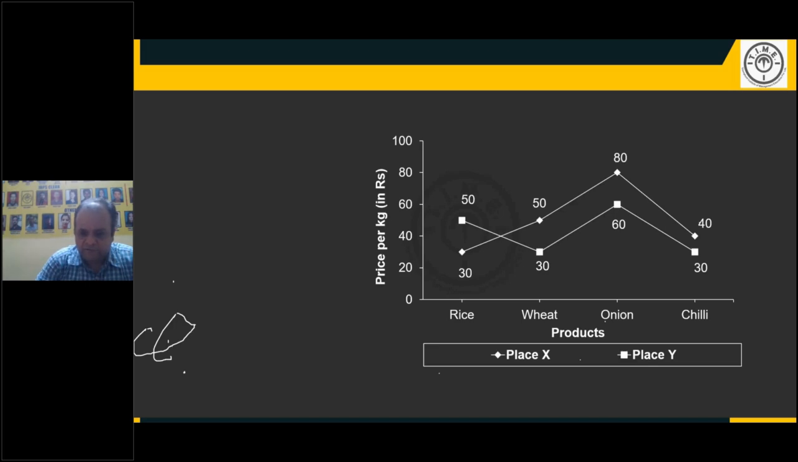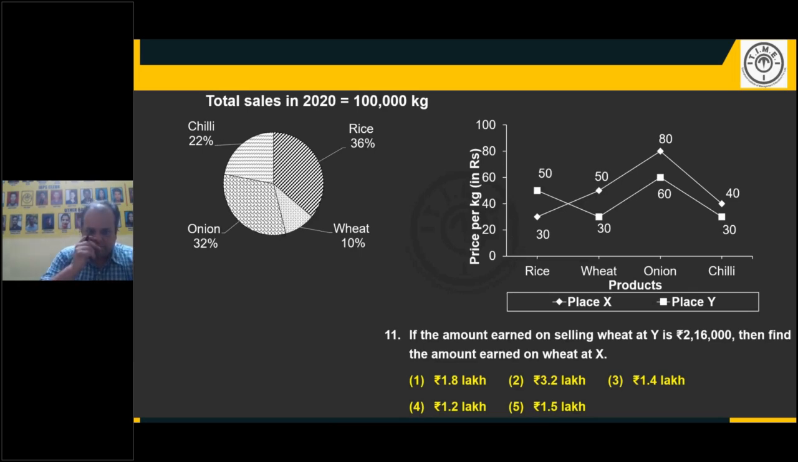Now I'll go to the questions, and for the questions both these data would be given, right? So your left hand side gives you the pie chart that gives you the breakup of different items, and right hand side is price per kg at place X and place Y. Try question number 11.